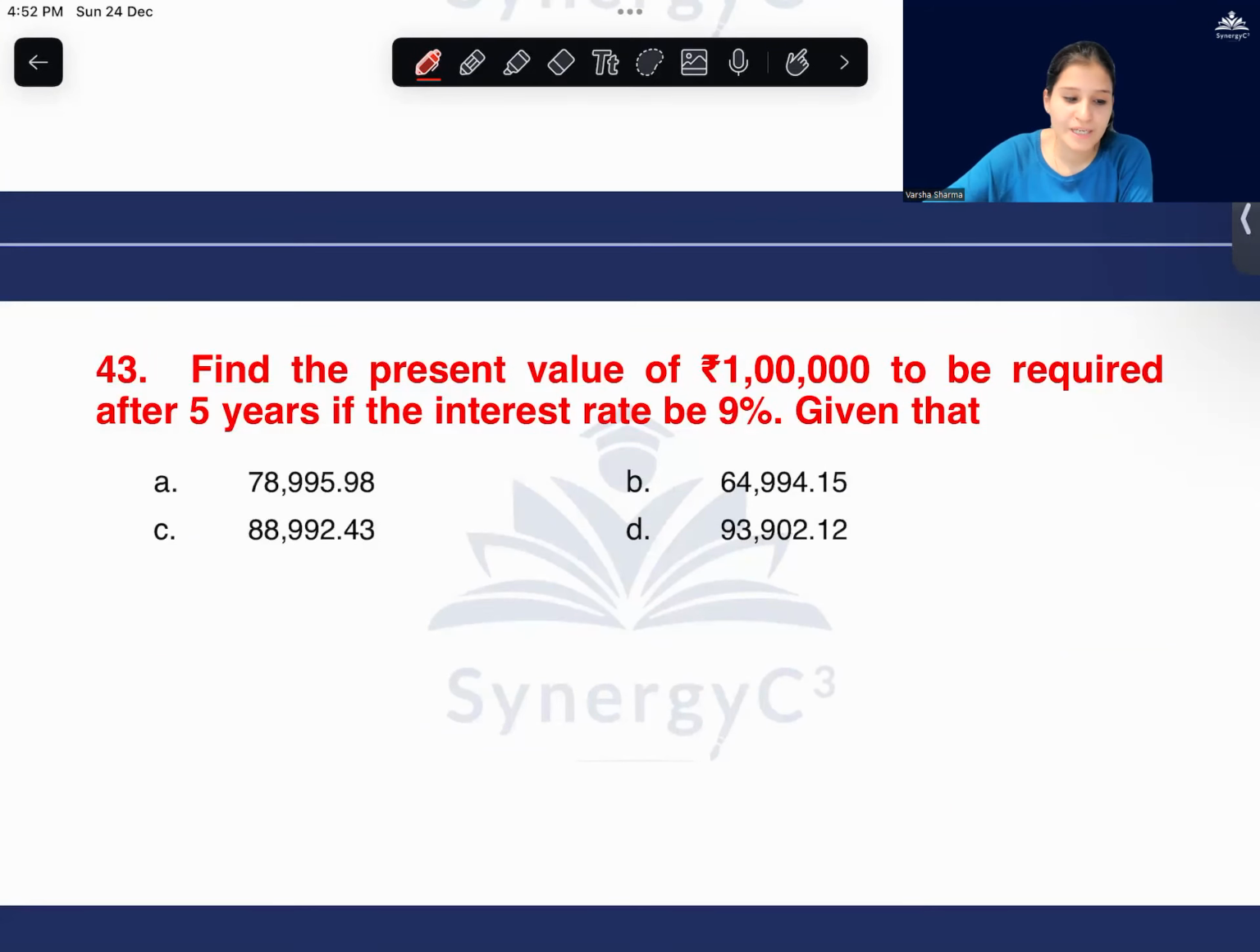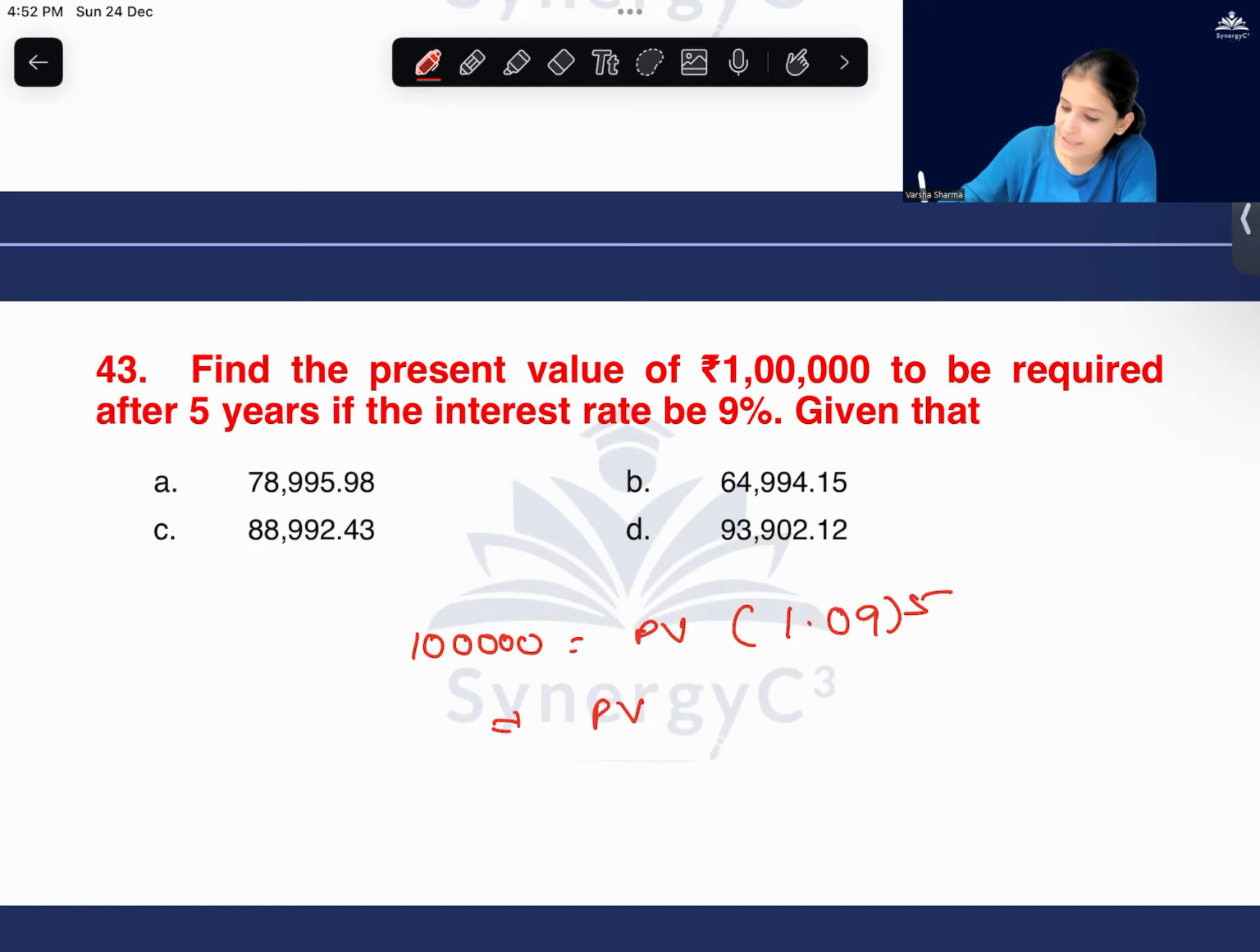Find the present value of rupees 1 lakh to be required after 5 years if the interest is this one. Any annuity mentioned? So it's a basic case of future value, present value. So for 1 lakh, I need to find the present value when the interest is 1.09 for 5 years. So present value is 1 lakh divided by that, which is 64993.13, which is nearest to this.